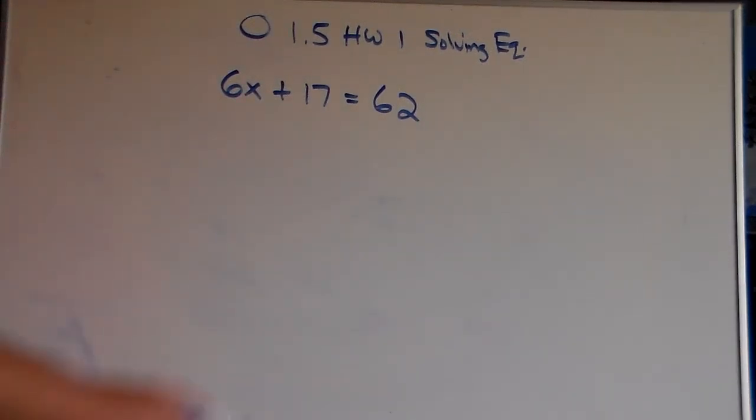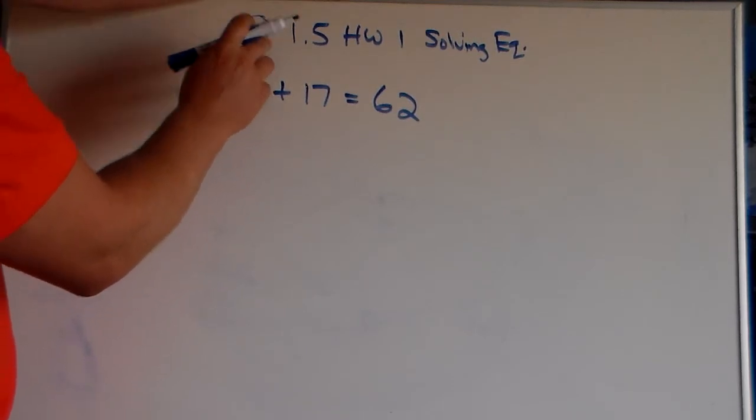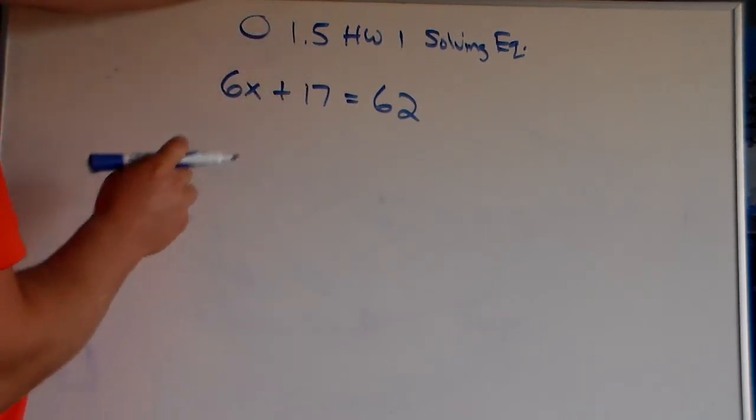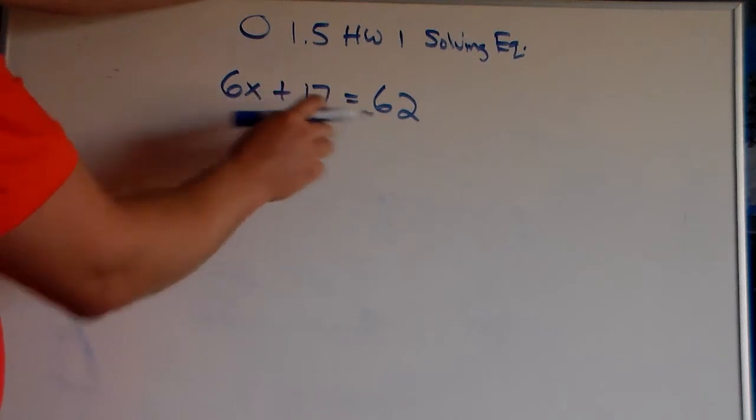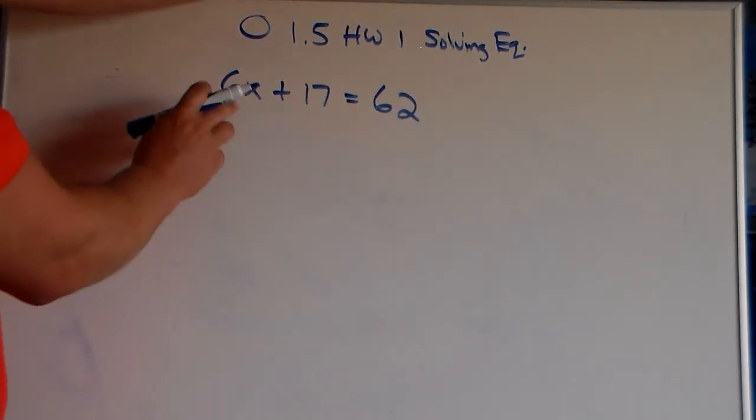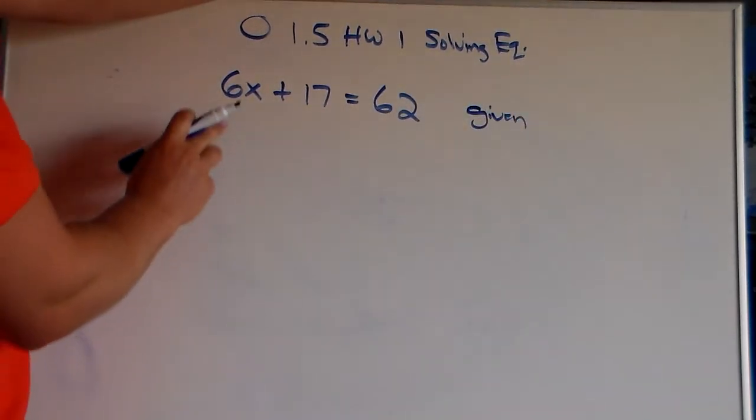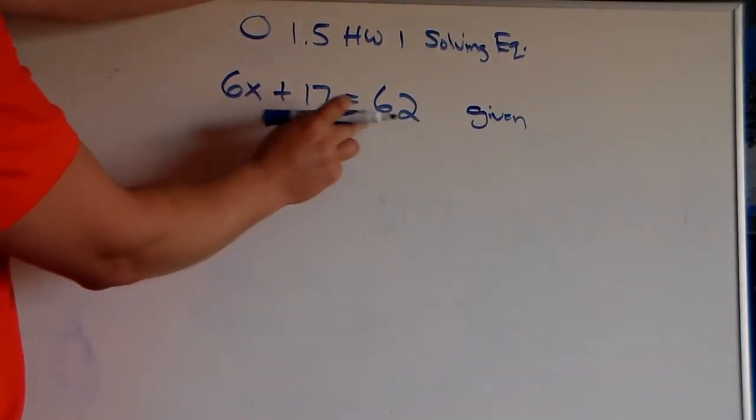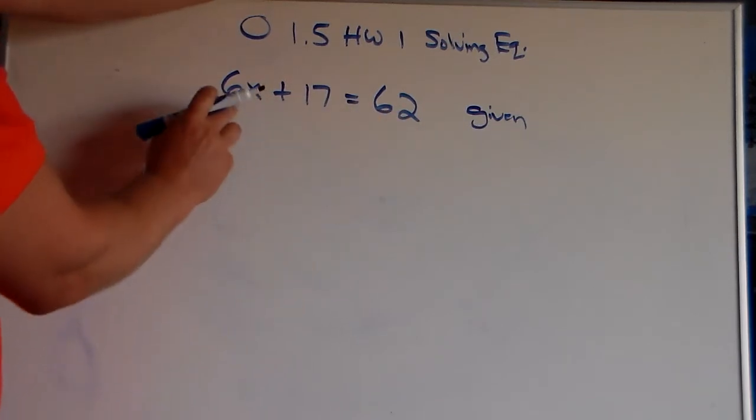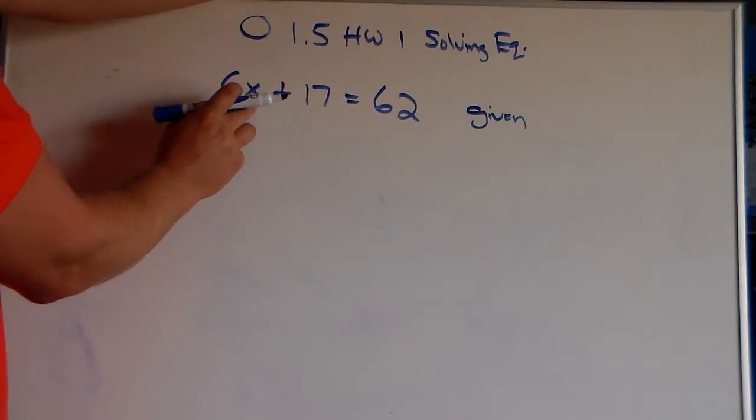Alright, ladies and gentlemen, right now we're going to do a couple problems of 1.5 HW1 solving equations, which is the two-step equations as we discussed in class. Now if we look at our equation that's given to us, we notice we have 6x plus 17 equals 62. Now, the first term is 6x. It has both a 6 and also a variable x.